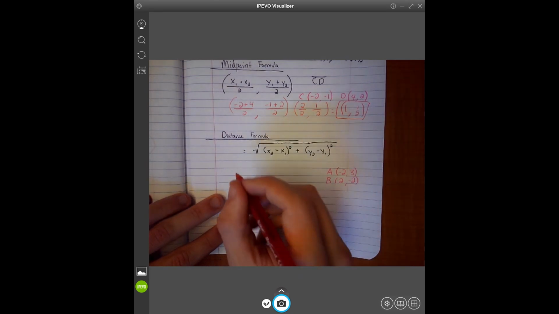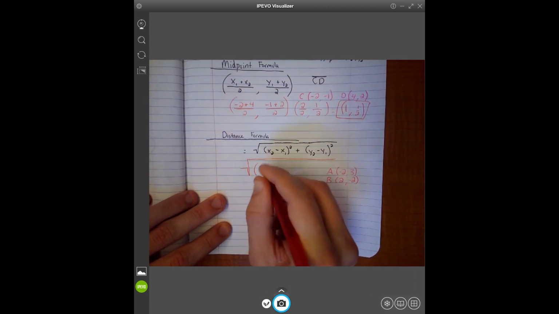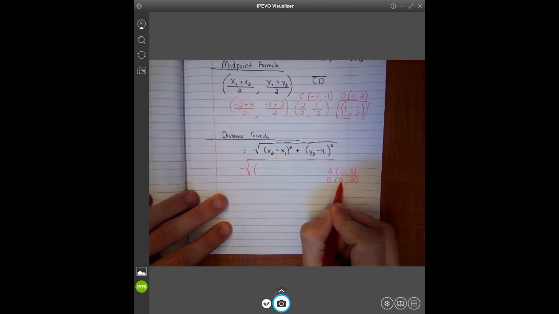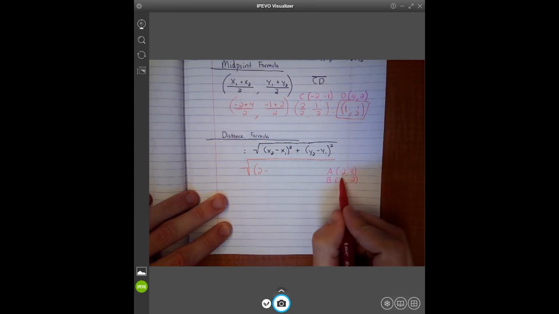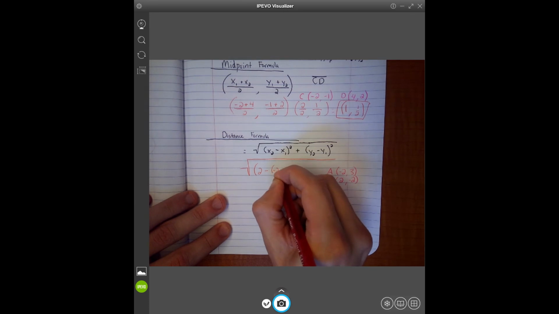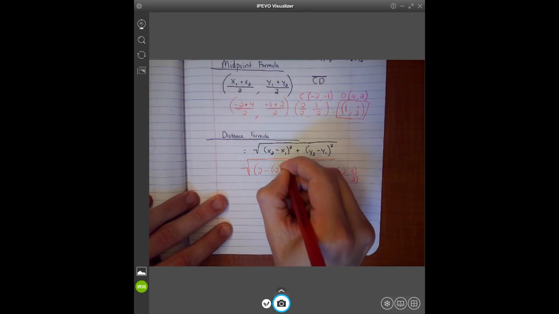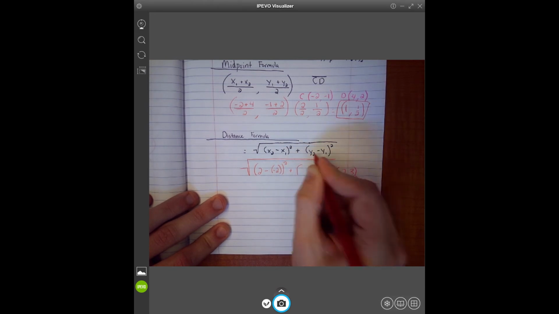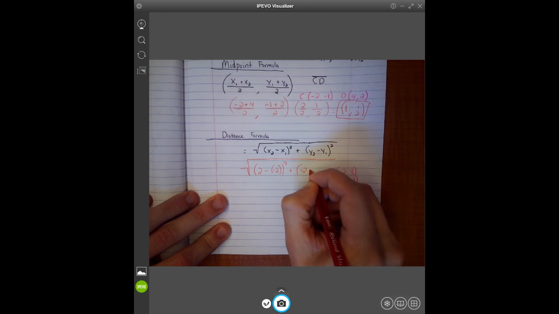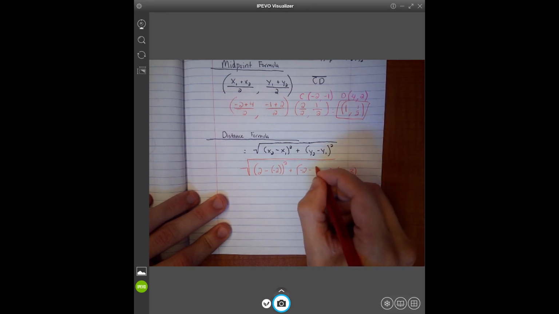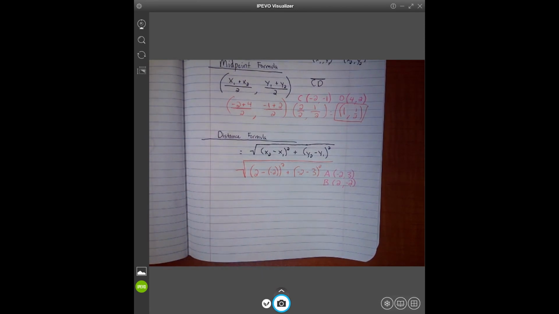So we have the square root, make that nice and big. x2 would be 2 minus x1, which is -2. So I'm going to put parentheses 2 minus -2 just so we can really see that negative. That's all squared plus y2, which is -2, minus y1, -3 squared. Okay, now we just plug stuff in. Now we can actually solve.